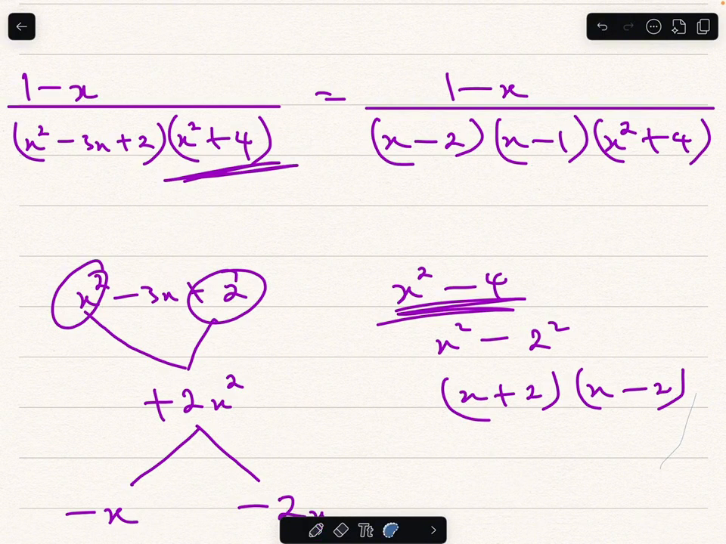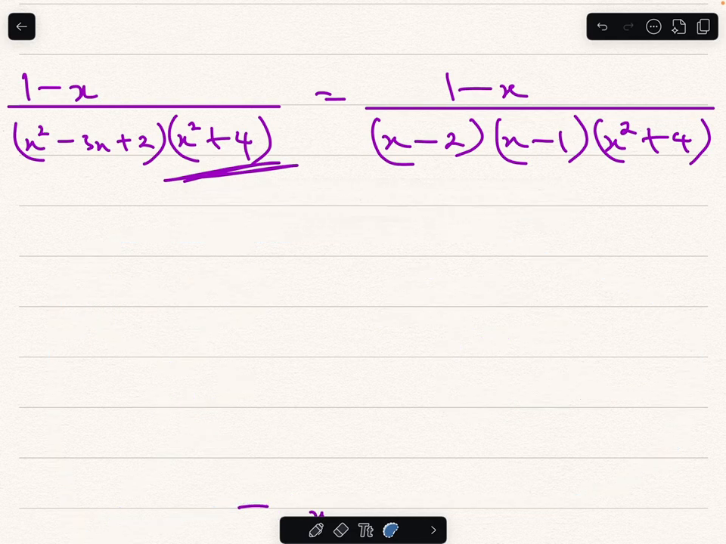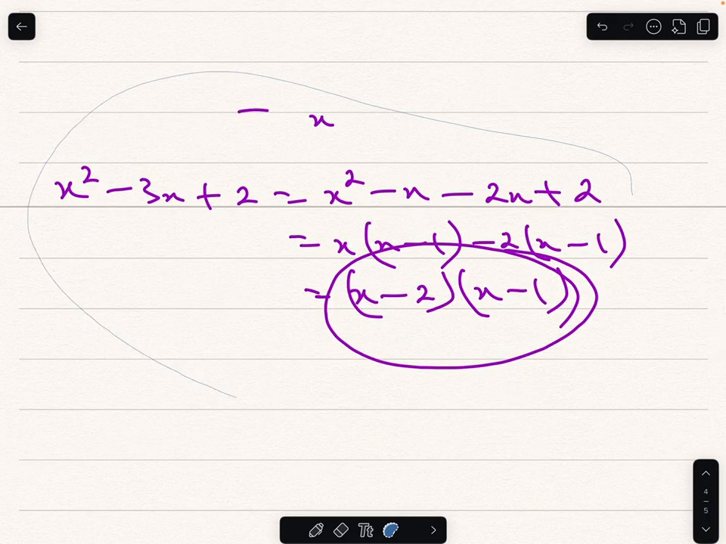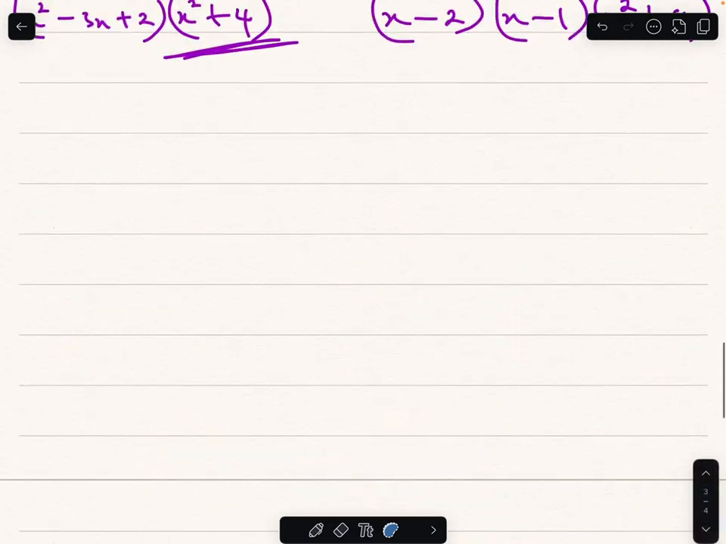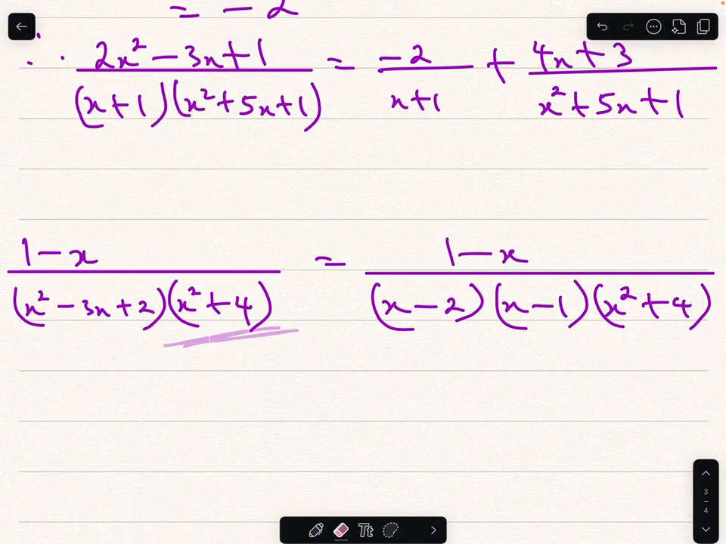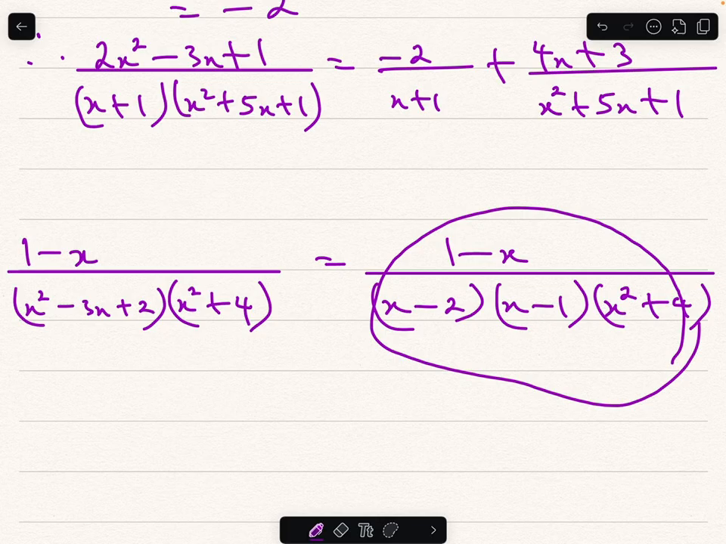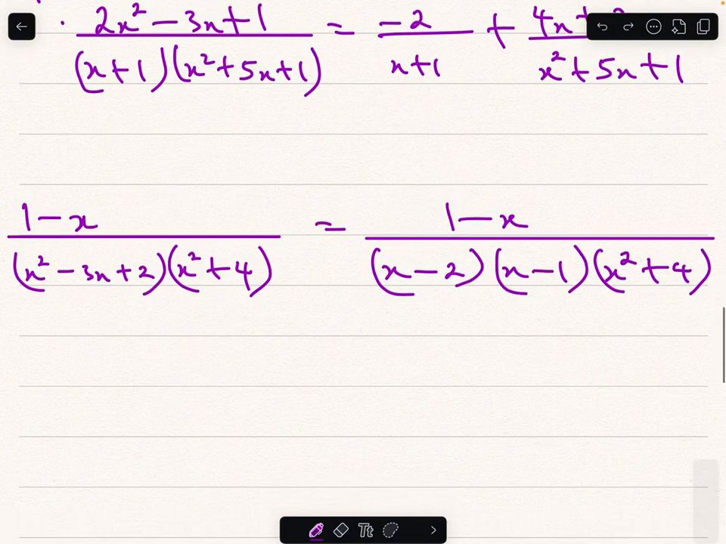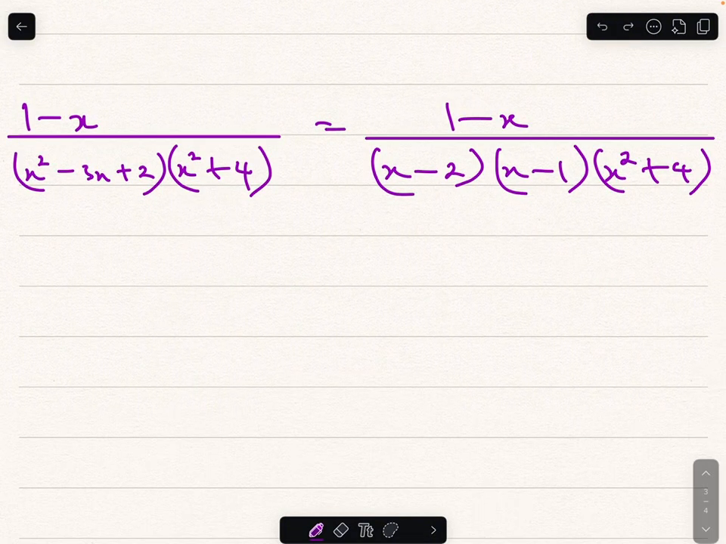Now, how do we resolve that into partial fractions? How do we now resolve 1 minus x over x minus 2 times x minus 1 times x squared plus 4 into partial fractions? So now we know that to resolve into partial fractions, we must check the factors at the denominator.